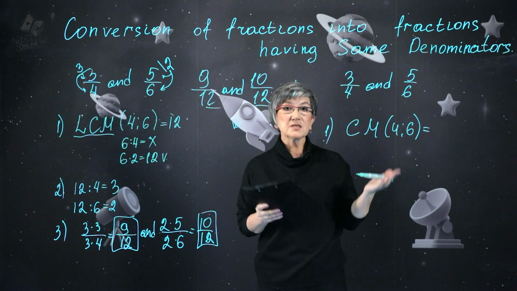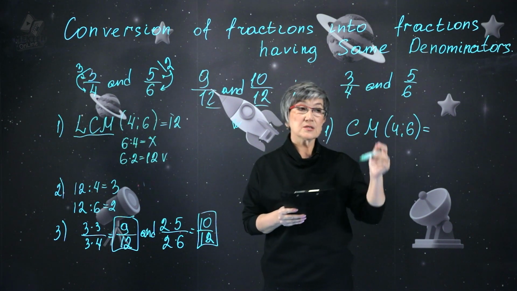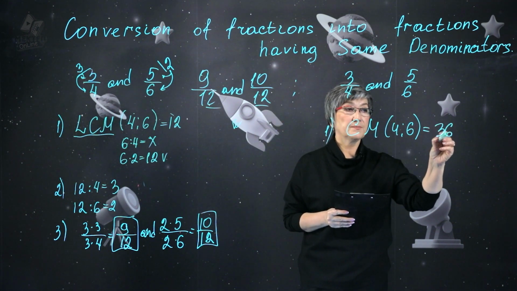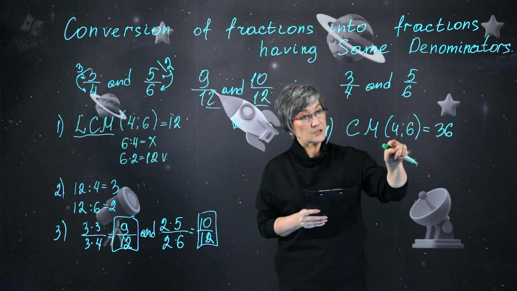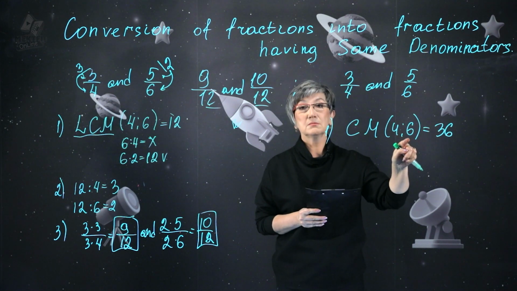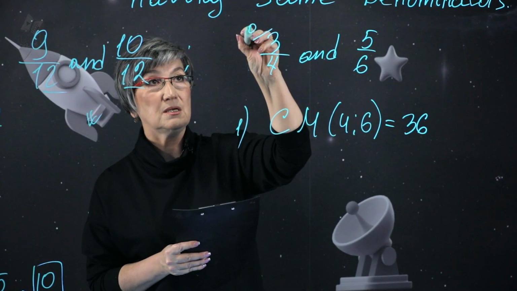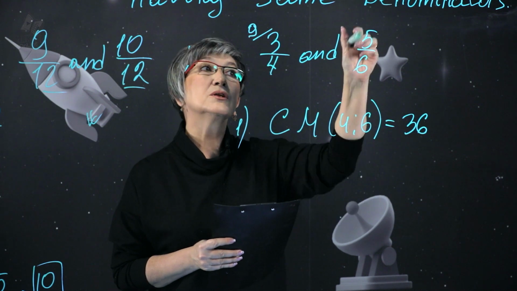So what number is divisible by 4 and 6? Let's say 24, 48, or 36. Let's consider the number 36. Is 36 divisible by 4 without a remainder? Yeah, it's a split. Does 36 divide by 6? Yeah, it's a split. 36 divided by 4 is 9. 36 divided by 6 is 6.